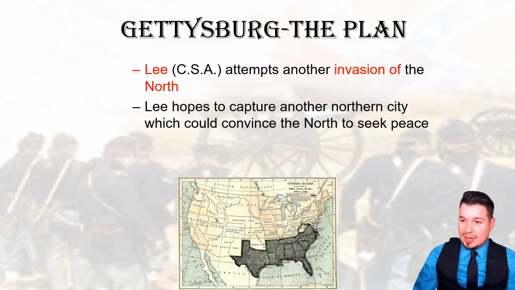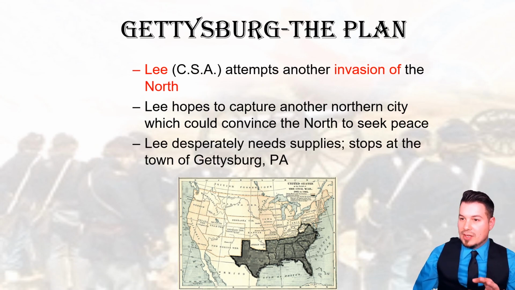Gettysburg was pretty simple when it came to the plan. Lee wanted to invade the North, and Gettysburg is in Pennsylvania. That's part of the North. So he hoped to capture another northern city, convince the North to seek peace and end this war in 1863. He desperately needed supplies, so he stopped in the little town of Gettysburg, Pennsylvania, about 2,000 people.